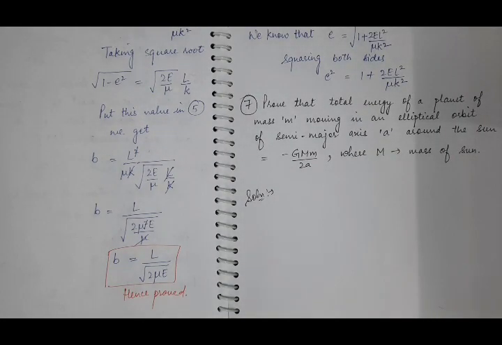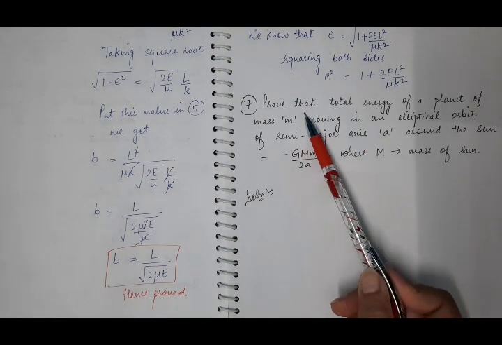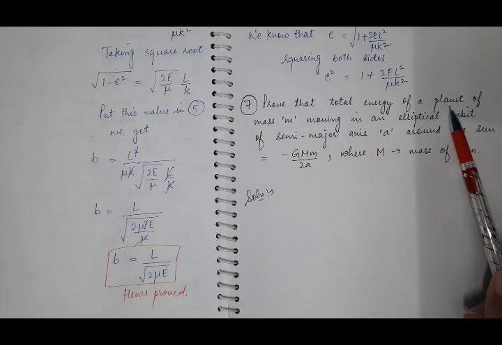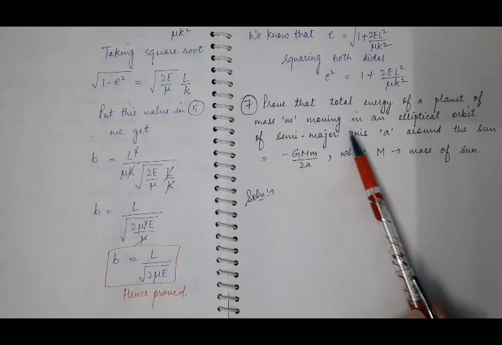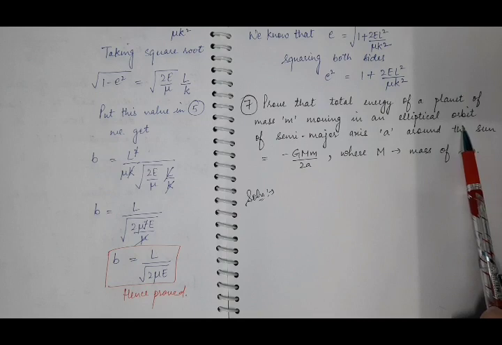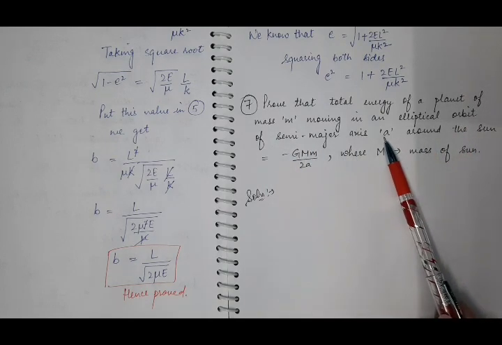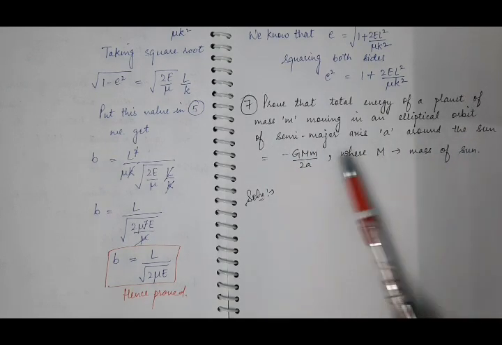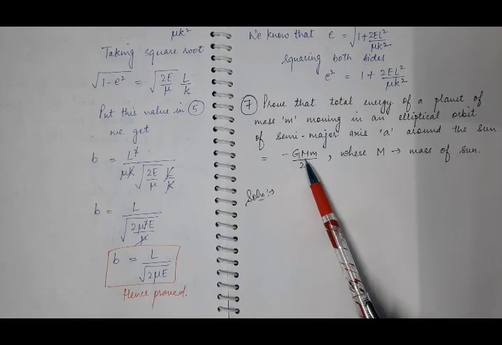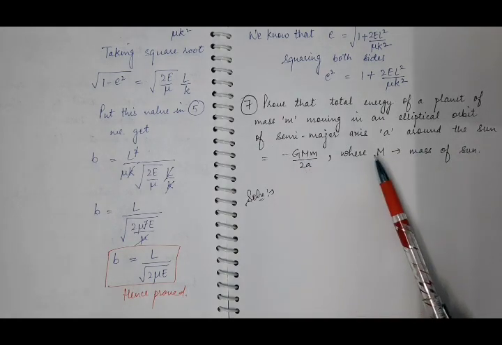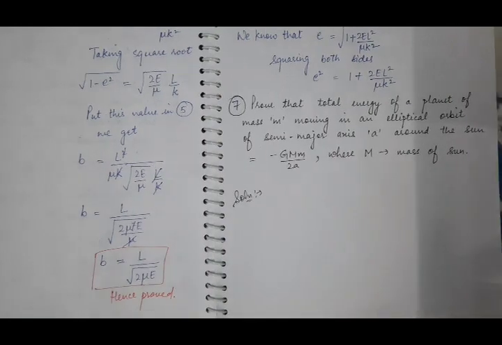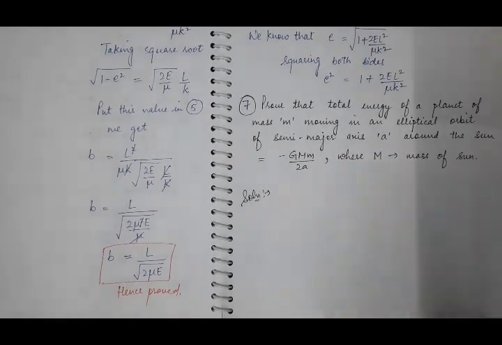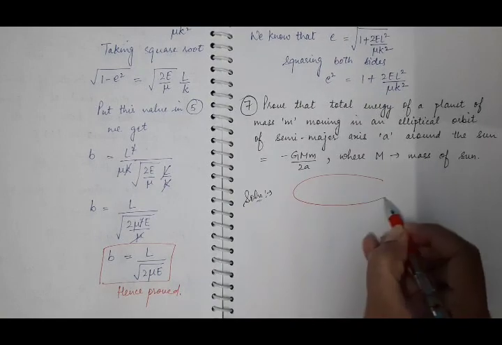So now in the next numerical, we have to prove that the total energy of a planet having mass m, which is moving in an elliptical orbit of semi-major axis a around the sun, is equal to minus GMm by 2a, where M is the mass of the sun. And we know that when any planet is moving in an elliptical orbit around the sun, it is in this way.